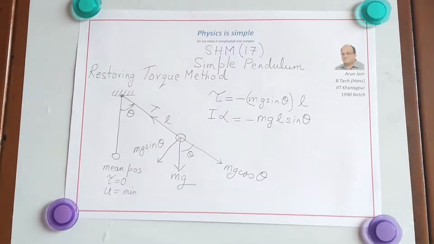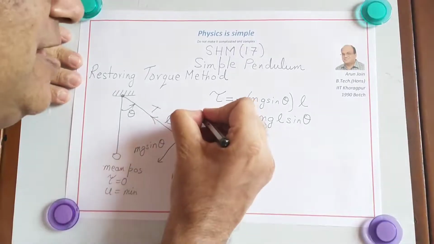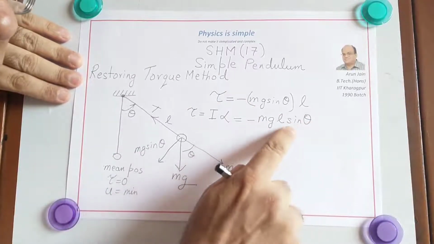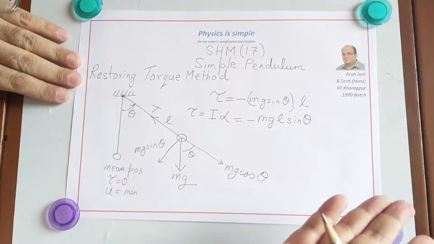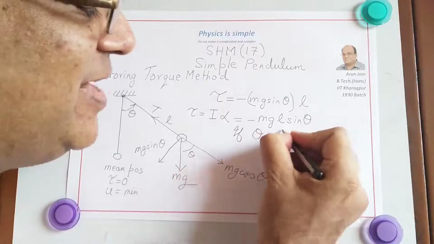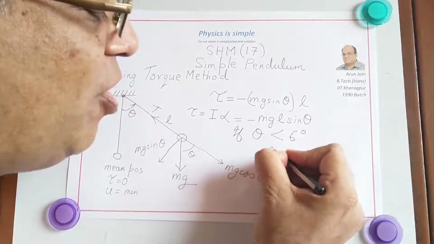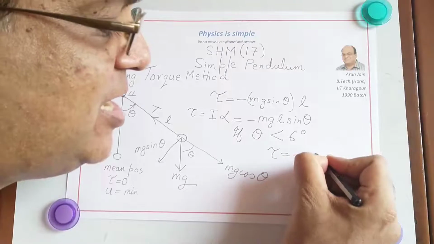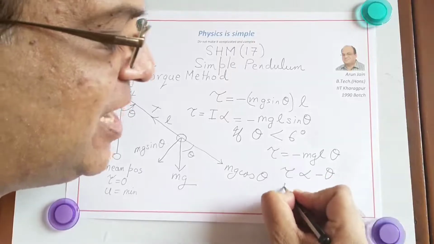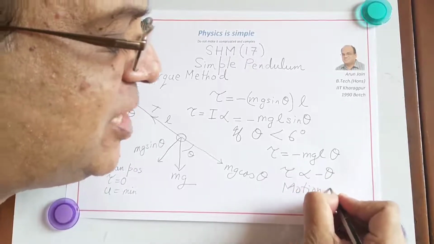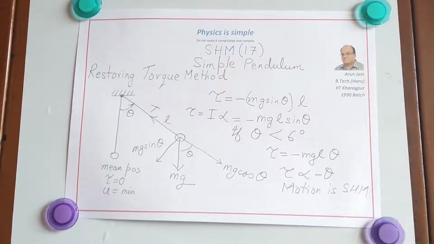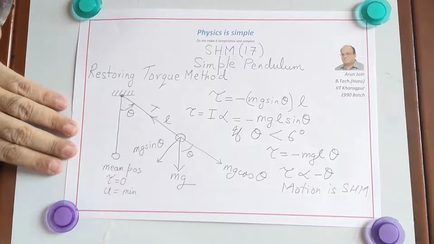Now if theta is small, torque is proportional to minus of theta, because when theta is small, sin theta is approximately equal to theta in radians. So if theta is small, typically we say less than 6 degrees, then torque will become minus mgL theta. Torque becomes proportional to minus theta. Therefore motion is SHM. So now we have proved that the motion is simple harmonic if theta is small.